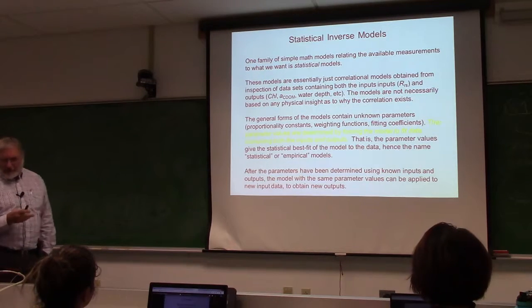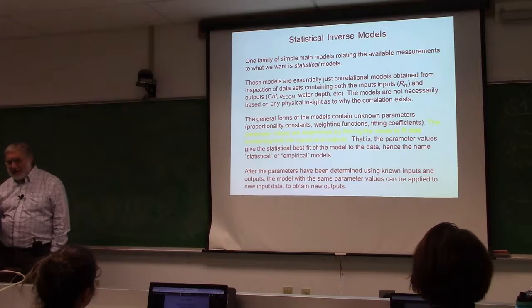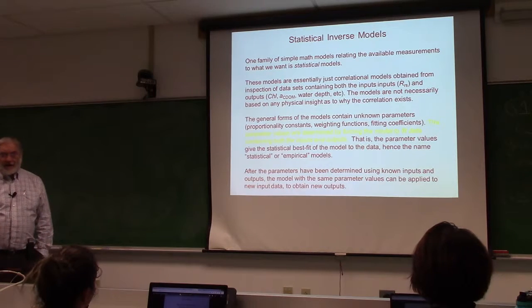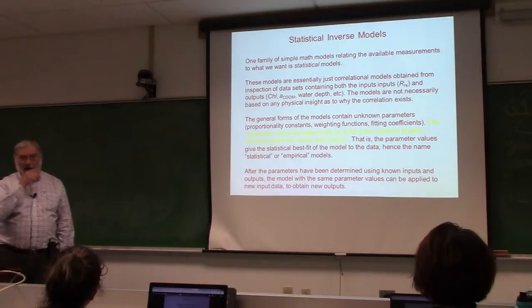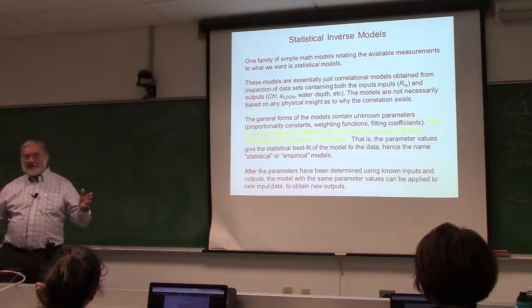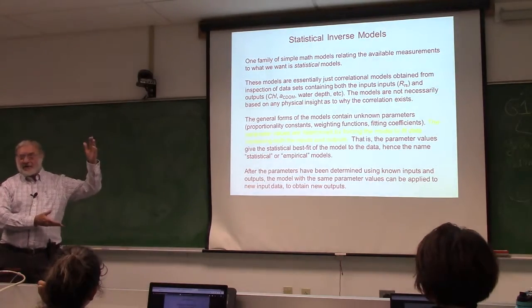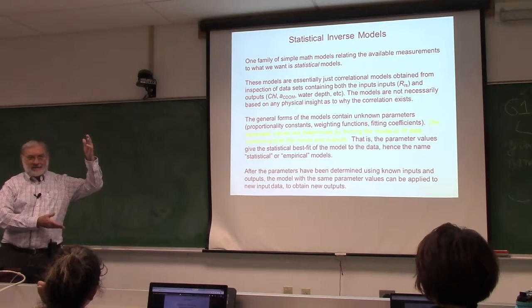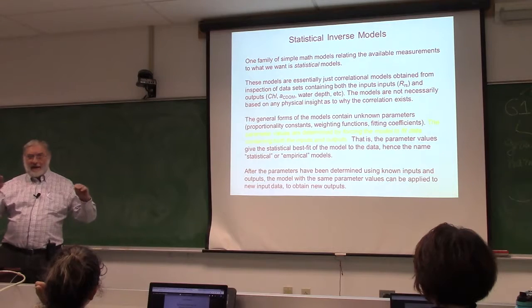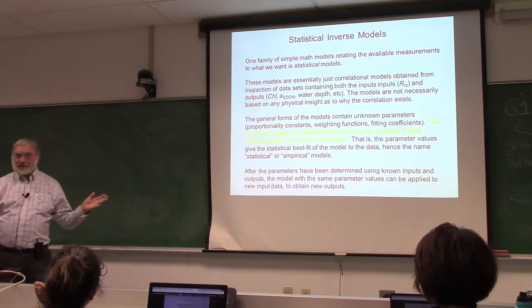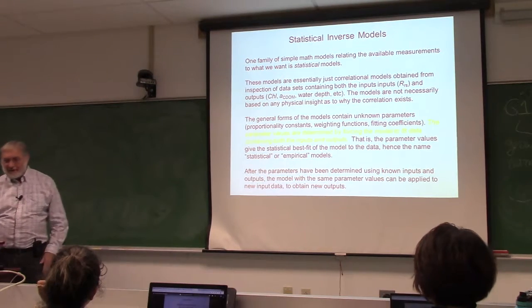Okay, so this statistical family is basically all correlations. You start out with some data of RRS, for example, and measured chlorophylls, plot chlorophyll versus RRS and fit a curve through it, and that's all it amounts to. It's just that the curve fitting may get pretty fancy.